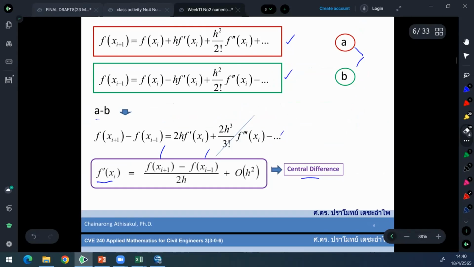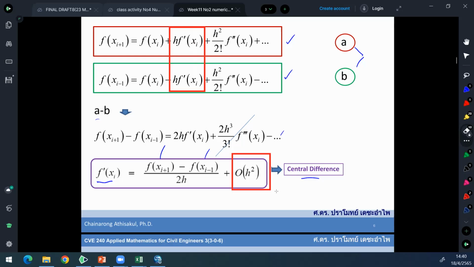the term of h squared is eliminated. Sorry, the term of h is eliminated. So we shift to the term of h squared. That is, the error for the central difference becomes O(h squared). Are you all right? Okay, that is the type of truncation error. I hope that you understand better, right?